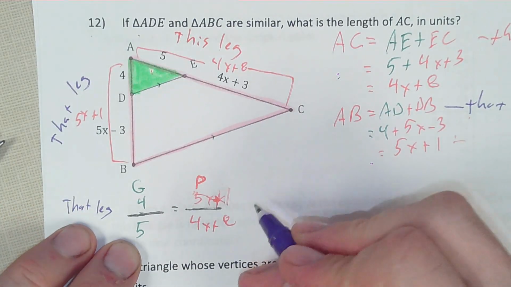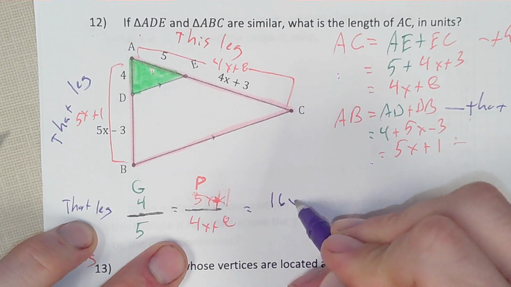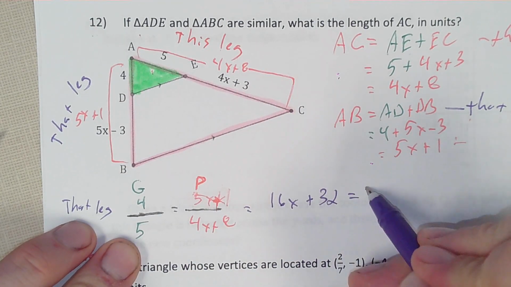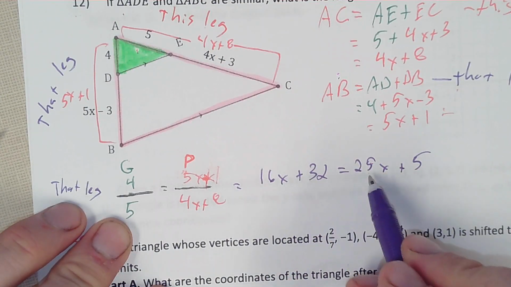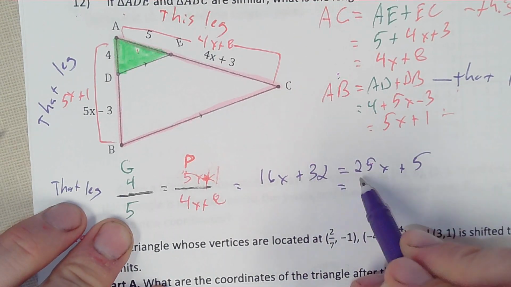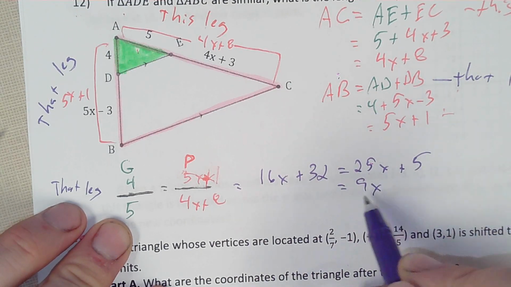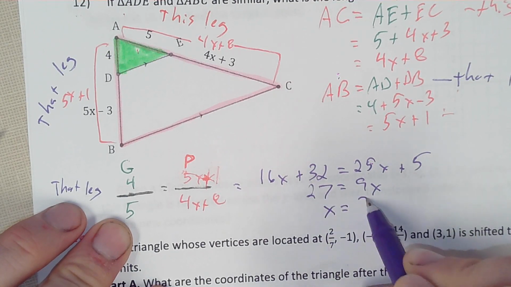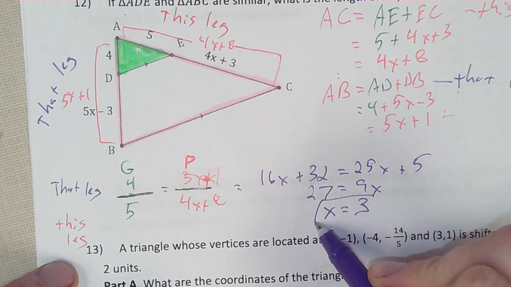All right, so 4x times 8 is 16x plus 32 equals 25x plus 5. This x goes over here. We subtract x, making it 9x, and subtract x from here, which gives 27. So x equals 3. And that's going to be our x.